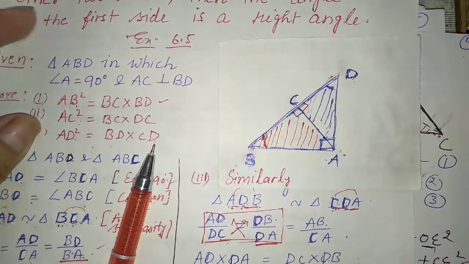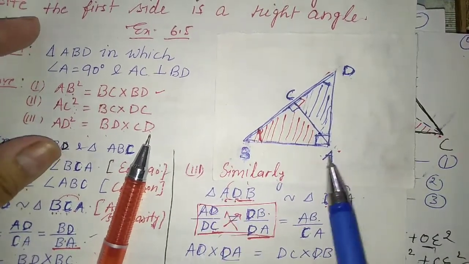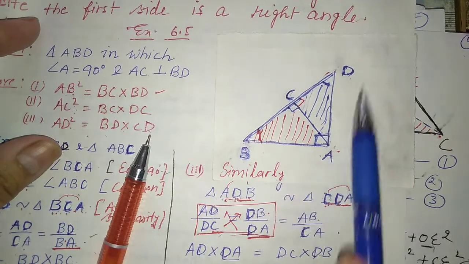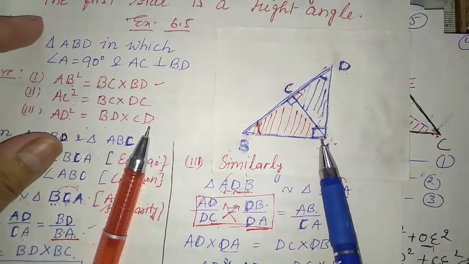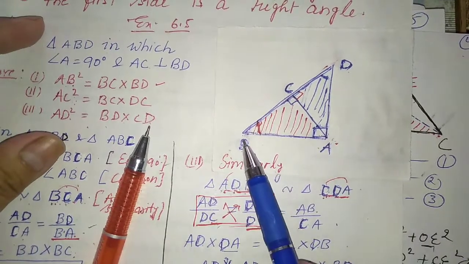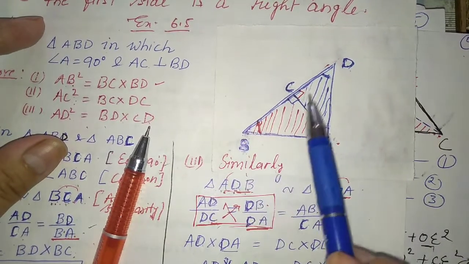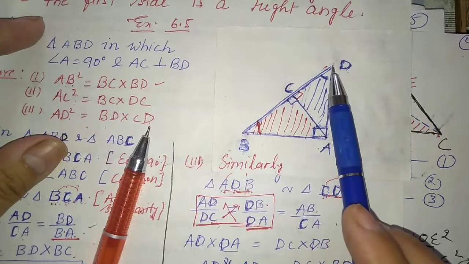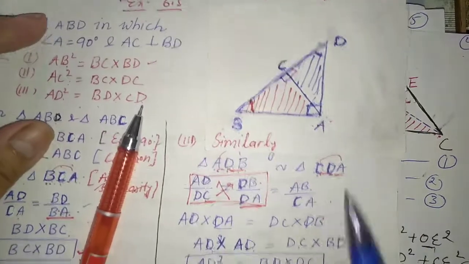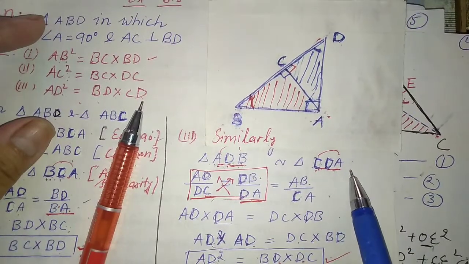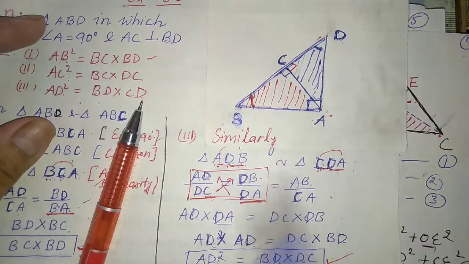So by AA criteria we can say that triangle ADB, this is ADB: A means 90, D common, B the third vertex. So CDA: 90, common, and the third vertex. This is C, D and A. Both the triangles are similar.